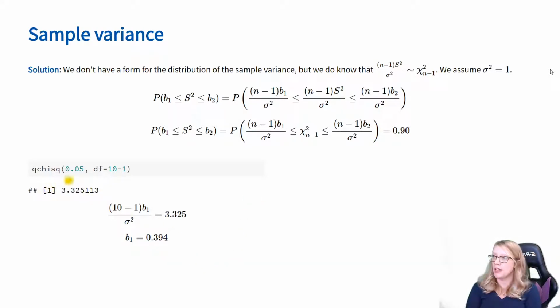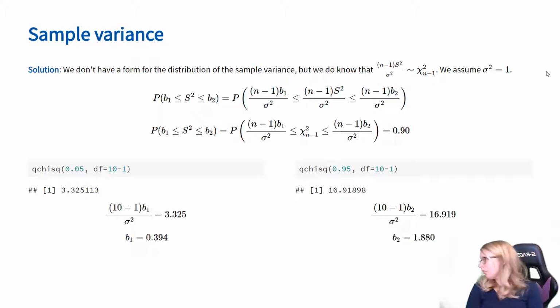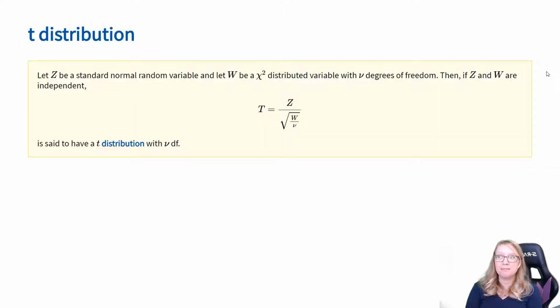So here we will find the 5th percentile. We'll cut off there. 10 minus 1 degrees of freedom, so 9 degrees of freedom. That means that this quantity, 10 minus 1 times s squared over sigma squared, is 3.325. So that means that our lower range for S squared is 0.394. The upper range, again, we'll take the 95th percentile here, through a similar process, becomes 1.88. So that gives us a range where we think the sample variance will fall in 90% of samples.